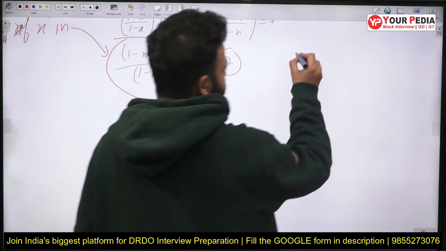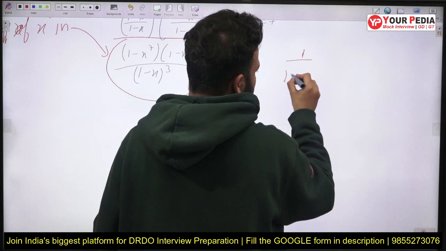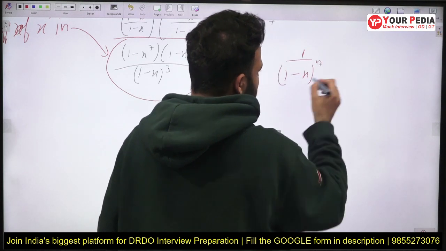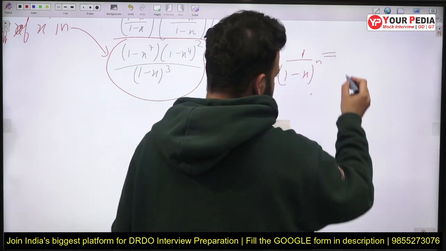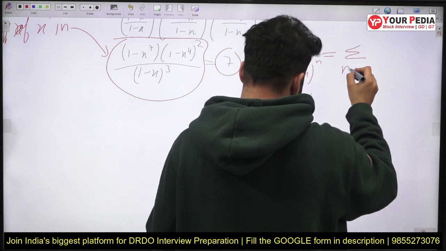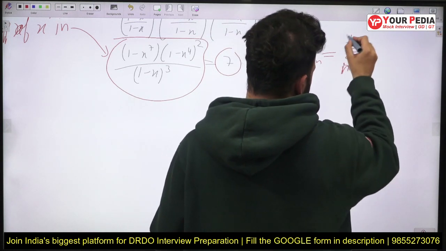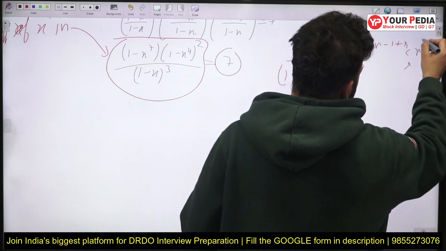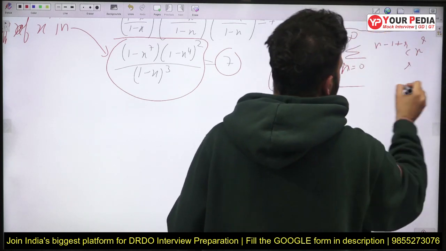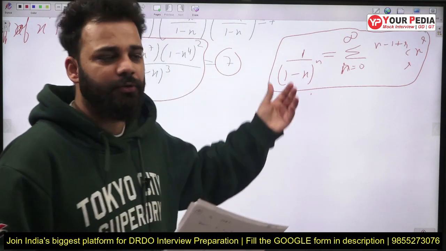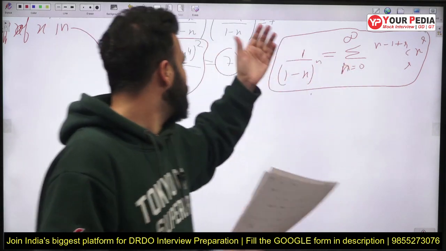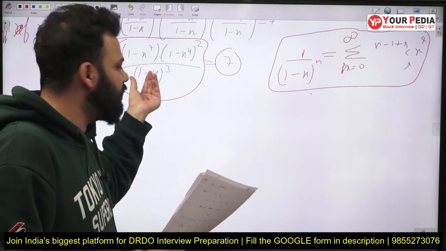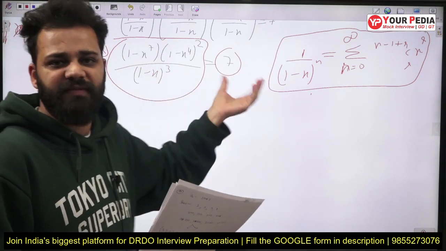Now, for 1 by (1 minus x) raised to power n, the expansion is the sum over r equal to 0 to infinity of (n minus 1 plus r) C r times x raised to power r. This is a very important formula, and we also use it in the binomial property. So this is the formula that we will be using in order to handle 1 by (1 minus x) raised to power n.